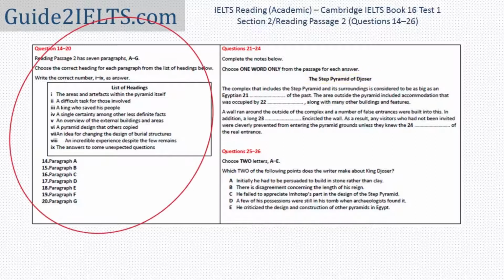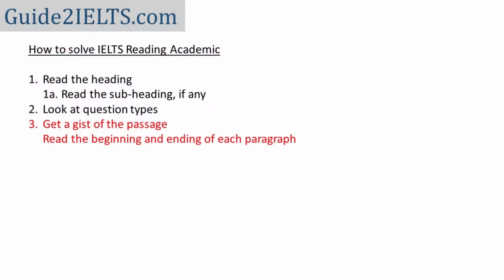List of headings is one of the most dreaded question types. But if you do the next step properly, that is get the gist of what the passage is about, and if you are able to do that quickly, list of headings becomes much easier. The next step is trying to get the gist of what the passage is about. My preferred way of doing this is to read the beginning and ending of each paragraph.